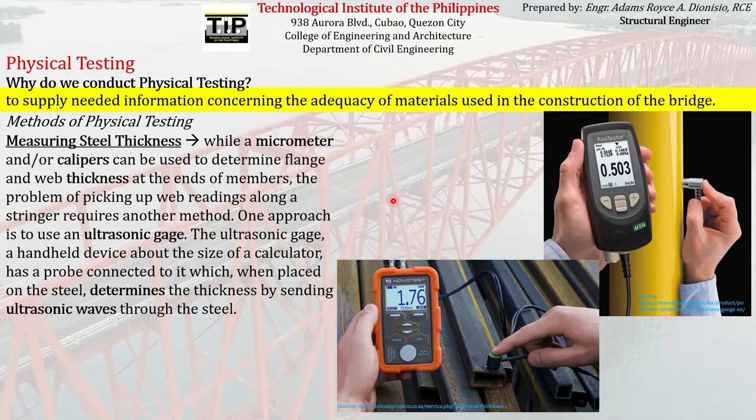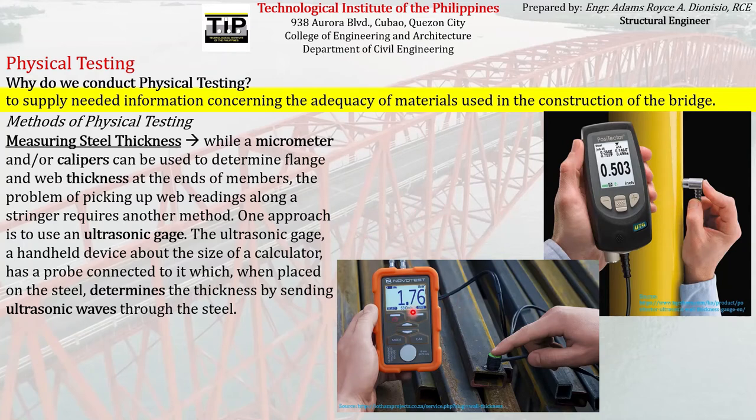The thickness of a particular steel component must be ensured and checked regularly, to make sure there is enough thickness being provided by that steel member or component used as part of a bridge or bridge structure. So we can measure the thickness of that steel component using a micrometer or calipers. Although there are some instances wherein the use of this equipment can no longer provide the required measuring capability to measure the thickness of a particular component of the steel member. Therefore, the use of ultrasonic gauges like this one must be imposed.